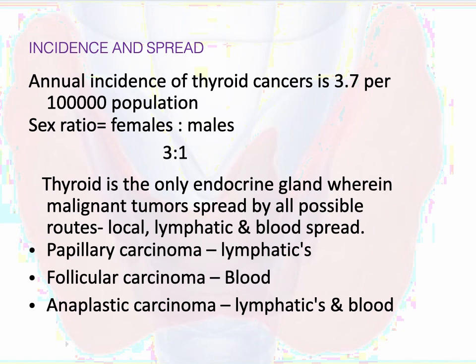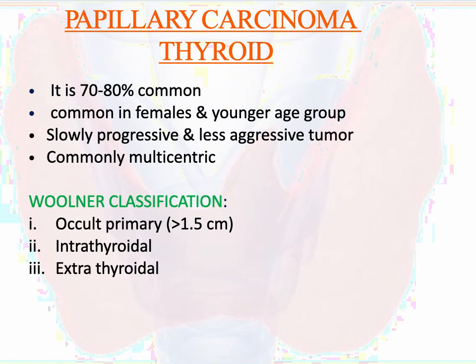Regarding incidence, thyroid cancer is 3.7%, more in females. Thyroid is the only endocrine gland where a malignant tumor spreads by all possible routes: local, lymphatic, blood. And it's an MCQ: papillary spreads through the lymphatics, follicular through the blood, and anaplastic through both lymphatics and blood. Remember this. Papillary carcinoma, 70 to 80%, is common in females in the younger age group, maybe at 16 years of age. It is a slowly progressive, less aggressive tumor, commonly multicentric. So we have to remove the whole gland, right?